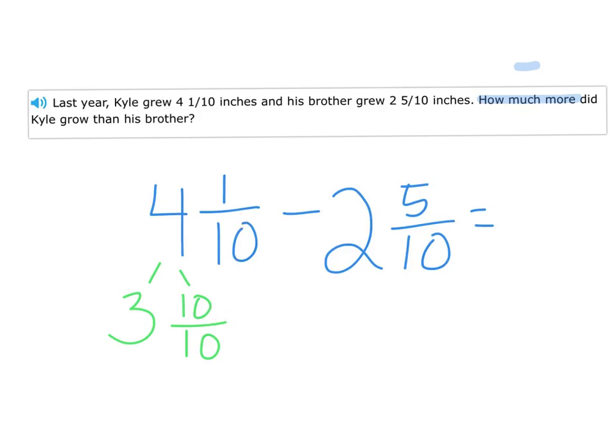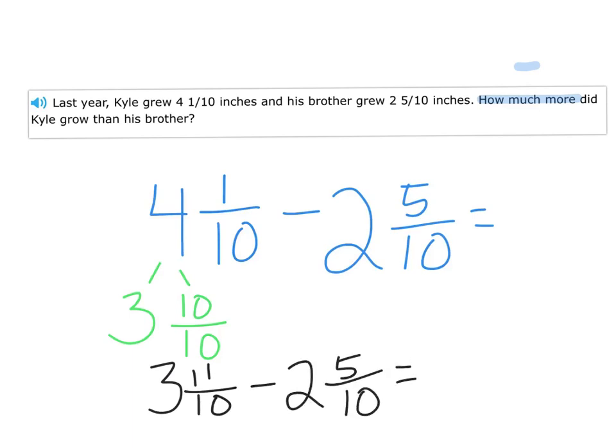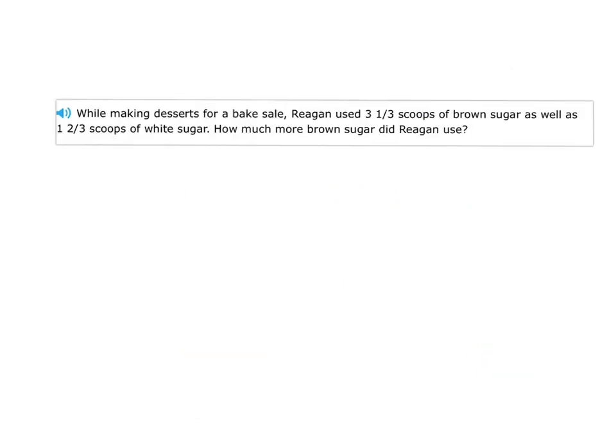And now I'm going to put these fractions together. I'm going to put 10/10 and 1/10 together. And 10/10 and 1/10 is 11/10. And I still have my 3 whole. So I broke this 4 down, and I put it back together with this 1/10, and I've got 3 11/10. Now I can subtract 2 5/10. Again, starting with that whole number, 3 minus 2 is 1, and then hitting that fraction, 11/10 minus 5/10 is 6/10.